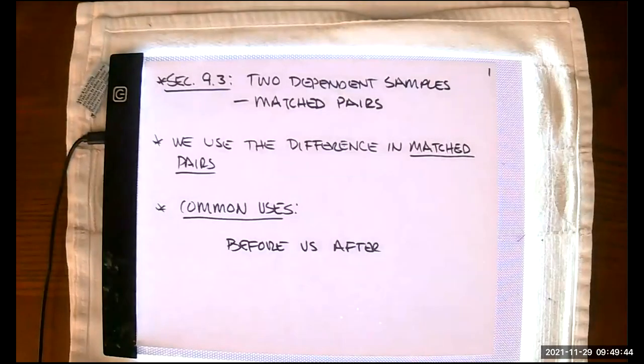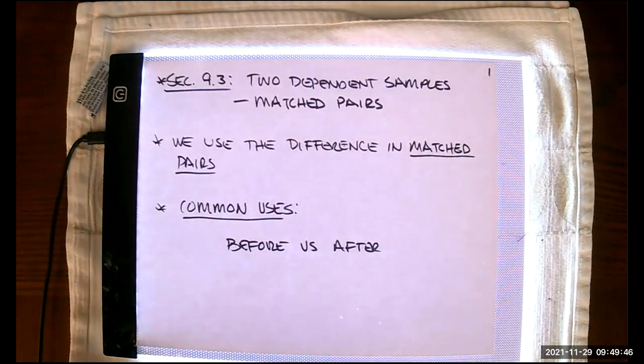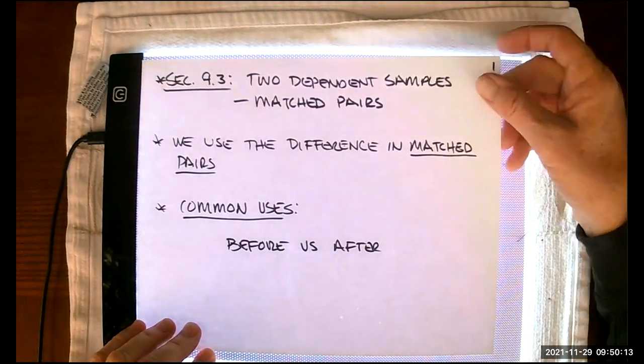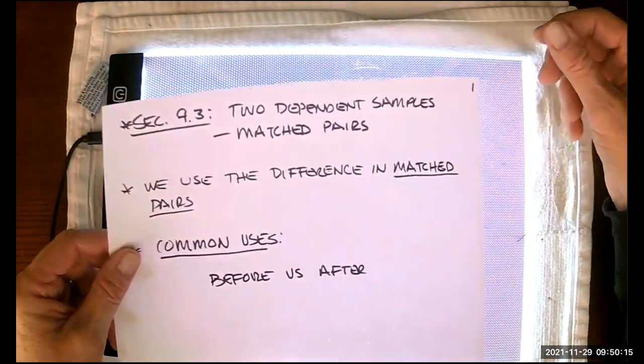Welcome, Math 13 students. I'm giving us our lecture on section 9.3, two dependent samples or matched pairs, as we like to refer to them. Here we're going to use the difference in matched pair values that we gather from samples. Common uses include before and after, husband versus wife, father versus son, mother versus daughter. You've seen a couple of examples already. You'll see one or two more as I go through my discussion.